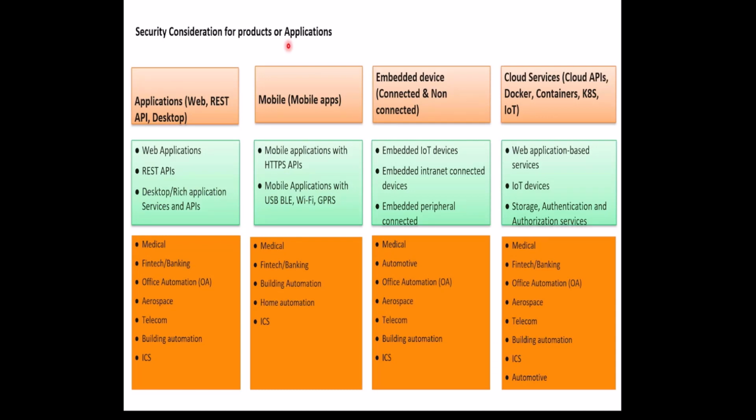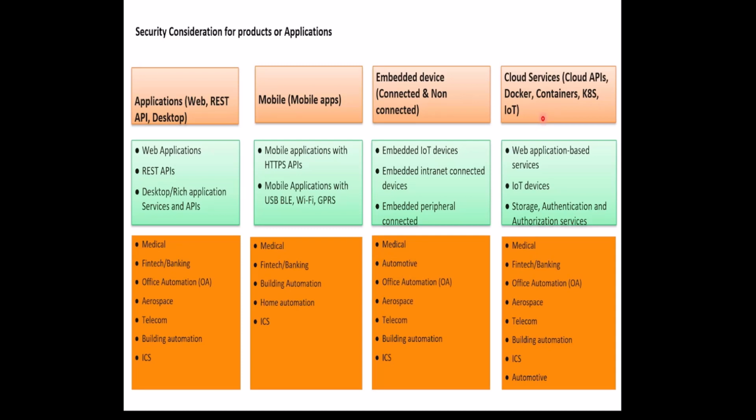Okay, when we develop the product there will be multiple scenarios, right? Example, application, that may be the web-based application, REST API, desktop-based application, that we consider as first category. Then the second category, mobile applications, that may be the Android or iOS based application. Third category, embedded devices, the device that may be connected or non-connected devices. Fourth category, cloud services, cloud APIs, Docker, container, Kubernetes, IoT connectivity based applications. These applications we can consider as in the fourth category.